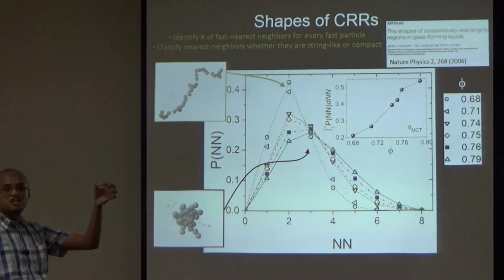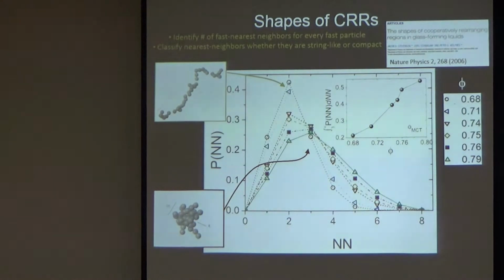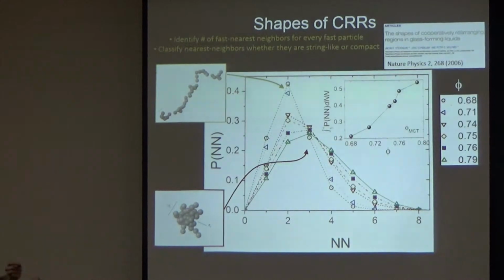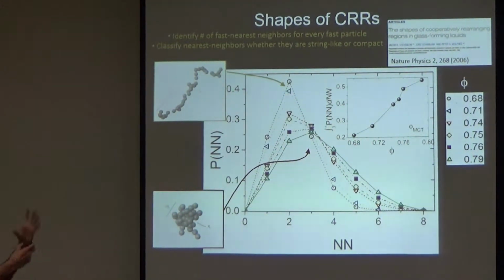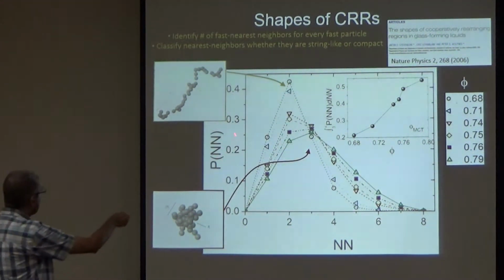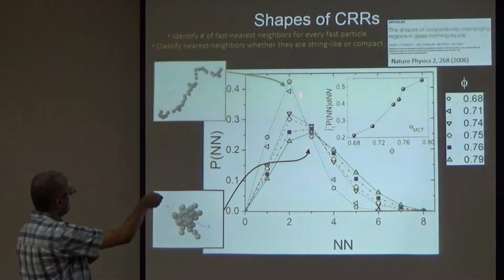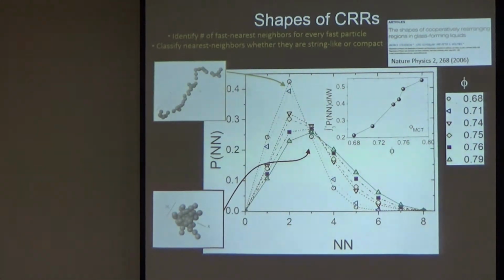So I identify a fast particle, and I identify if the neighbors of this particle are also fast, which tells you that I am in a dynamical heterogeneity. If I have only 2 nearest neighbors which are fast, I'm mostly a stringy object. If I have more than 2 nearest neighbors, I'm a more compact object. So I can look at the number of nearest neighbors for a fast particle. What you see is that at low volume fractions it's peaked at 2, but as you increase the volume fraction, it moves to a larger number.